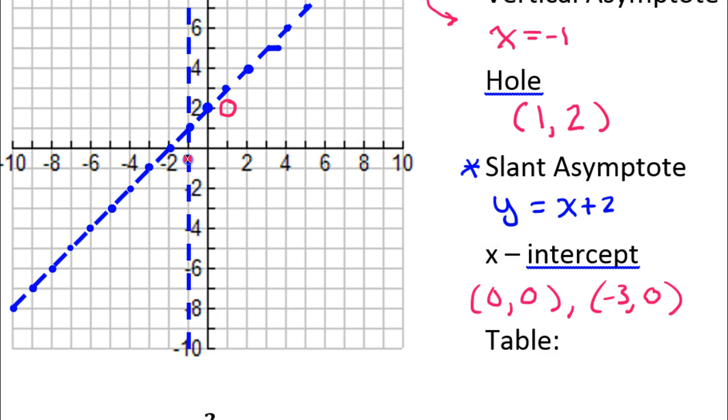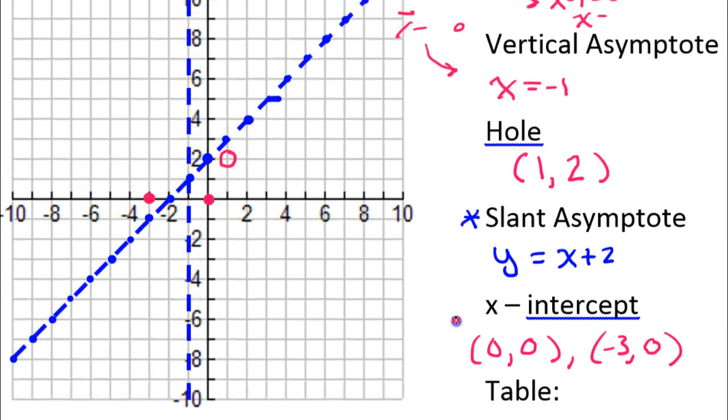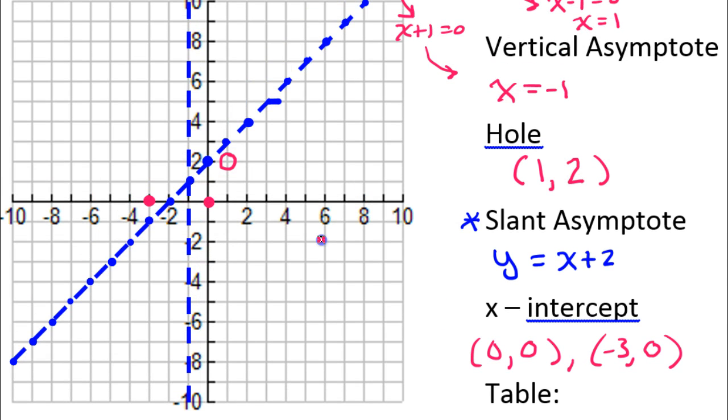Okay, so 0 comma 0, that means I'm going to have a point right there. That's an x-intercept. And negative 3 comma 0, that's right here. That's an x-intercept. All right, so we've plotted all these things. So right now, I already have a pretty good idea what this graph is going to look like. With these 2 points right here, I mean, you know, this is a hole, but still.